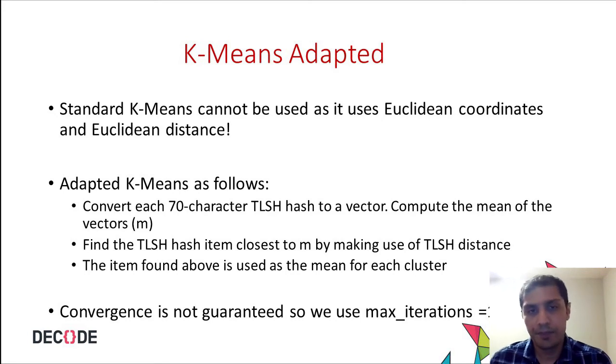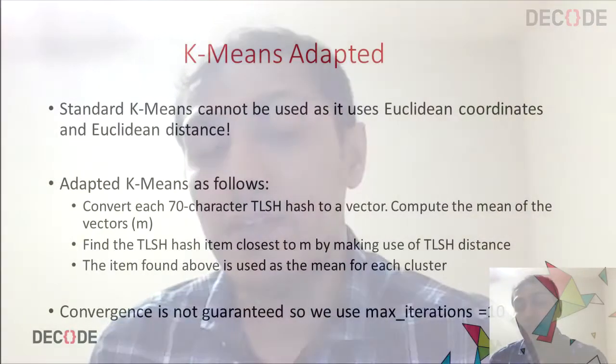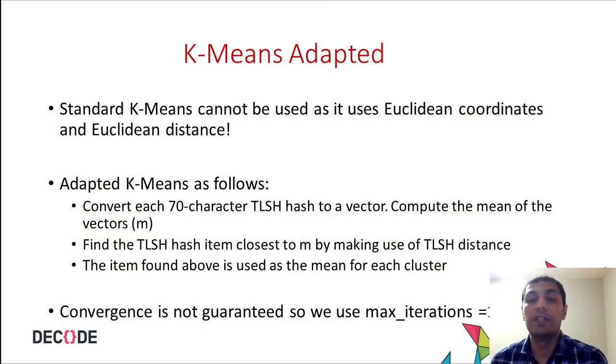So we ended up adapting k-means for our purpose. The way we go about doing that is that we take a standard TLSH hash, which is 70 characters, and convert that to a vector that is 70 characters long. Then we compute the mean of the vectors, and we call that m. In the second step, we find the TLSH hash item which is closest to m, but here we make use of the TLSH distance instead of the Euclidean distance. In the third step, the item found will be used as the mean, and the rest of the algorithm proceeds routinely.